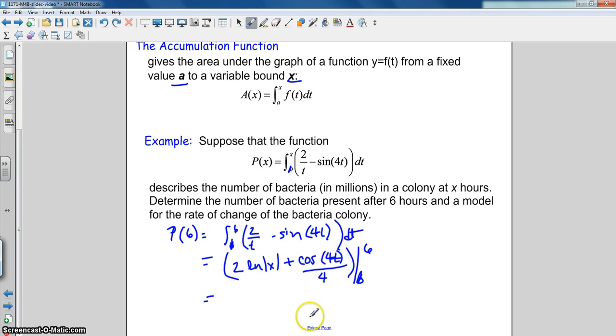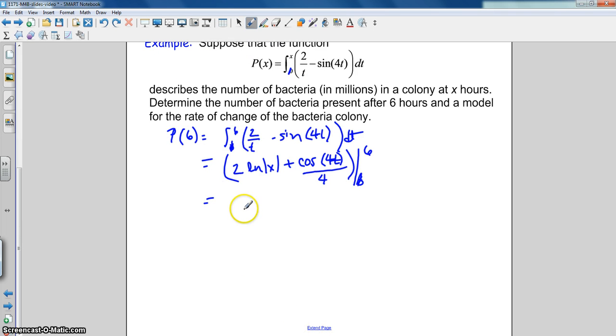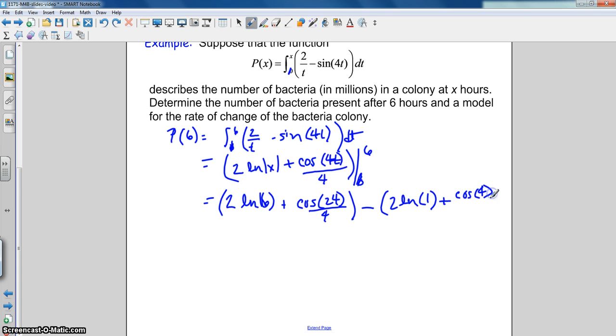Going through the fundamental theorem of calculus part 2, I can evaluate this. So I get 2 natural log of 6 plus cosine of 4 times 6, which is 24, all over 4, minus 2 natural log of 1 plus cosine of 4 all over 4. And when I did this arithmetic, I got 3.85, and this would be million bacteria. Okay.